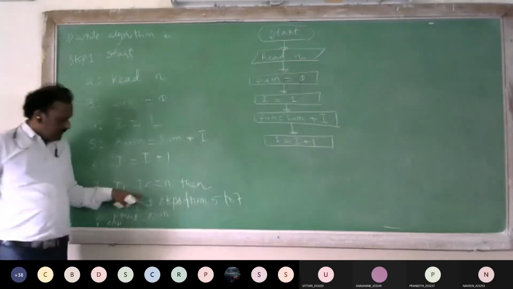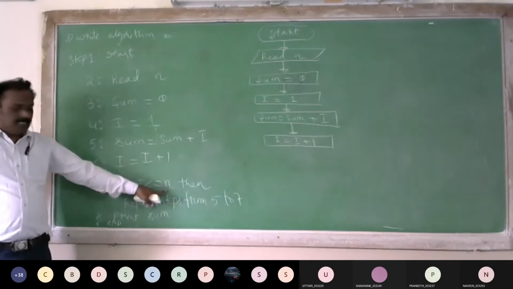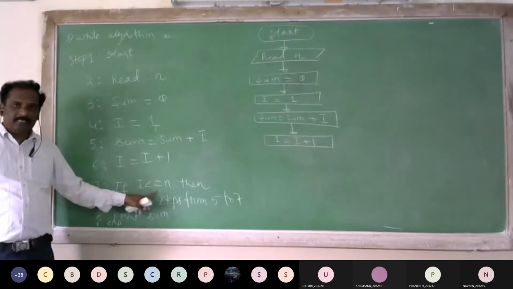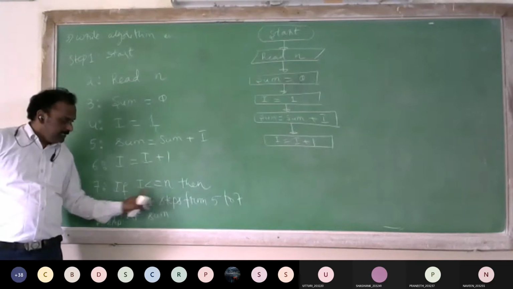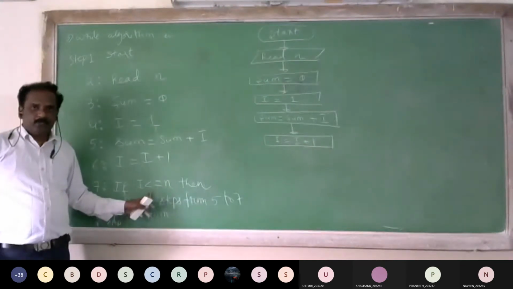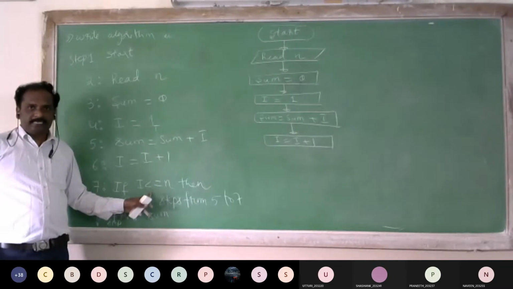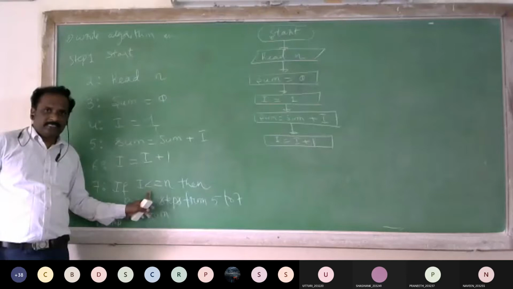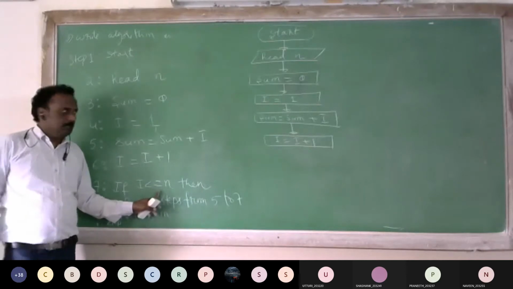Now, next statement. Here is less than or equal to. This is the condition. This is not the calculation. Here we are checking whether it is true or false. It is yes or no. Yes or no statements are called condition statements or decision statements. Whenever we get the decision statement, we have to use a rhombus symbol or diamond symbol.